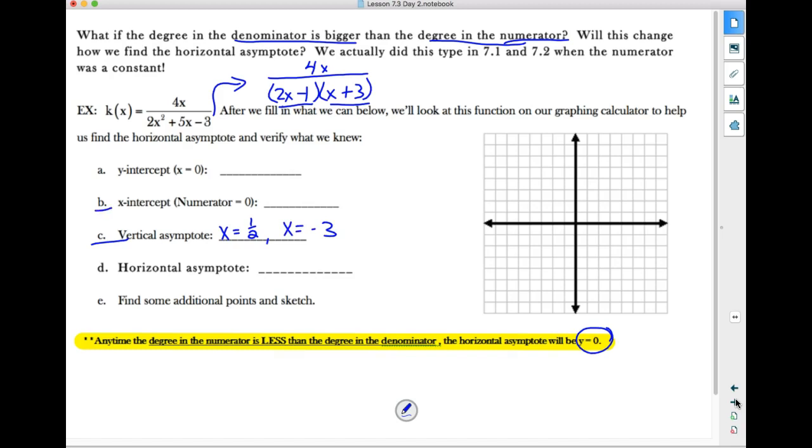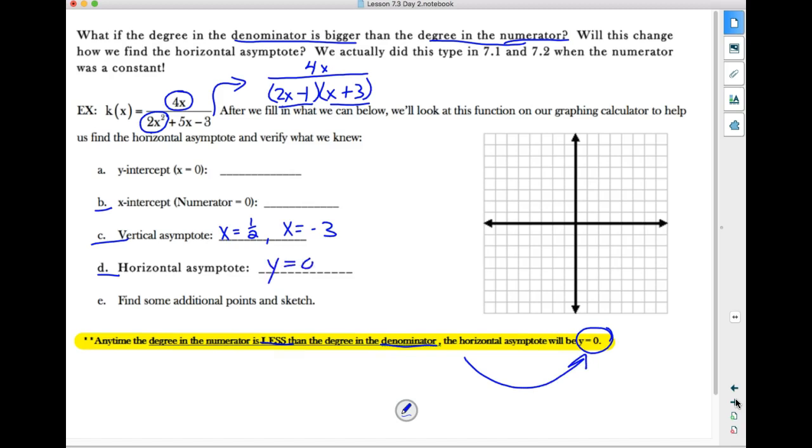Then when I'm looking, not my y-intercept, I'm looking for my horizontal asymptote, I can see the degree of the numerator is smaller than the degree of the denominator. And this is a rule, one of the rules we're going to have. If the degree of the numerator is less than the degree of the denominator, our horizontal asymptote will always be at y equals 0, excuse me.